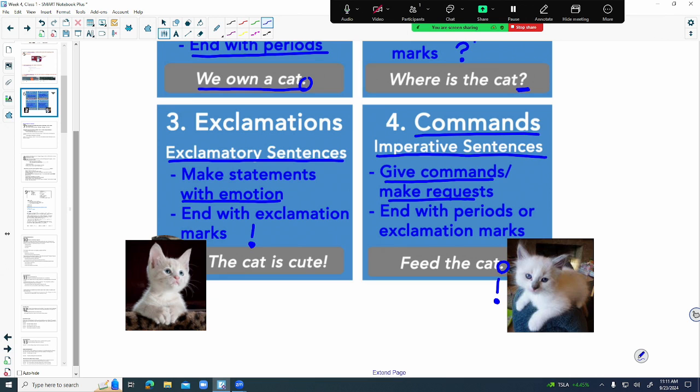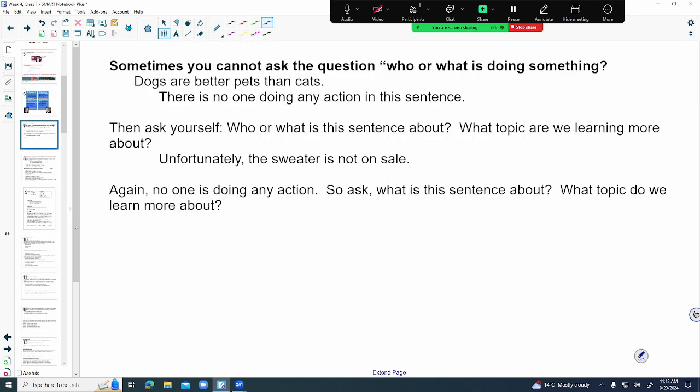So don't get mixed up. If you say, feed the cat! with an exclamation mark, that's not an exclamatory sentence. It's still an imperative sentence because you're still giving a command or asking somebody to do something, a polite request. So be careful with commands that end with an exclamation mark. Okay, so those are the 4 different types of sentences.